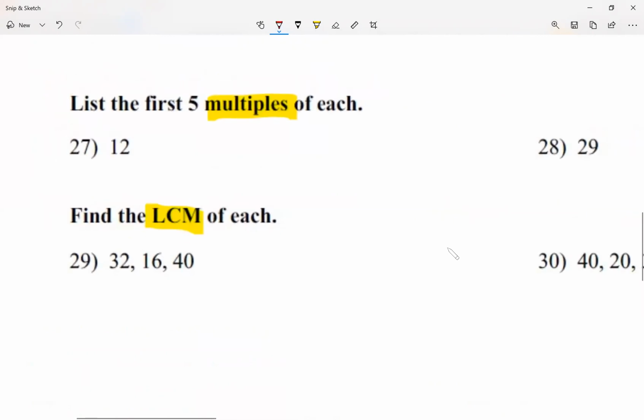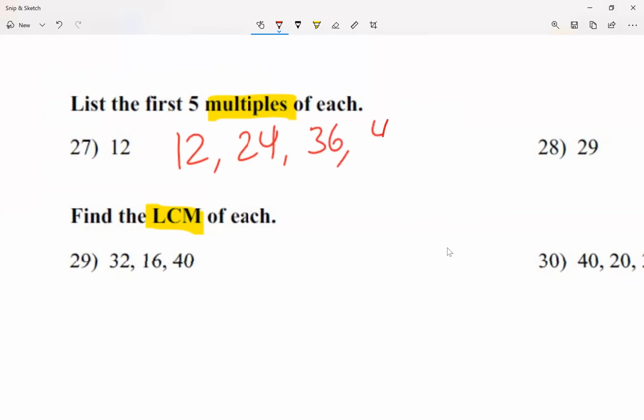So question number 27. I want you to find the first 5 multiples of 12. Okay, so I want to know how much is 12 times 1, 12 times 2, 12 times 3, 12 times 4, and 12 times 5. I'm asking just for the first 5. So I know 12 times 1 is 12. 12 times 2 is 24. 12 times 3 is 36. 12 times 4, I know it's 48. And then 12 times 5, I know it's 60.